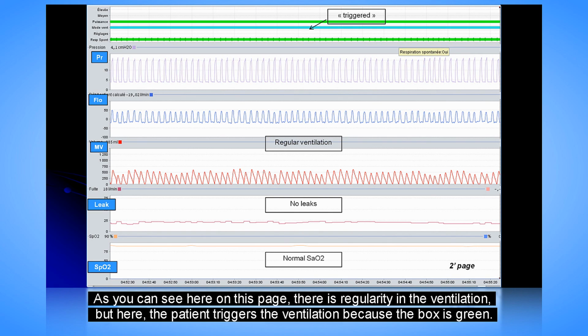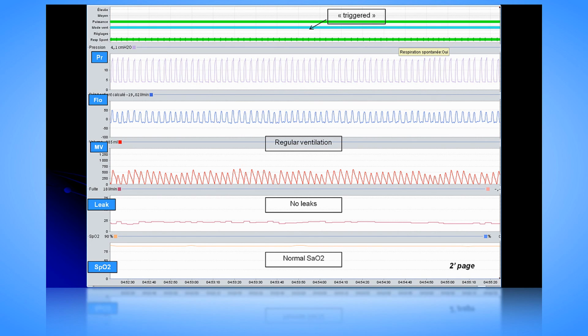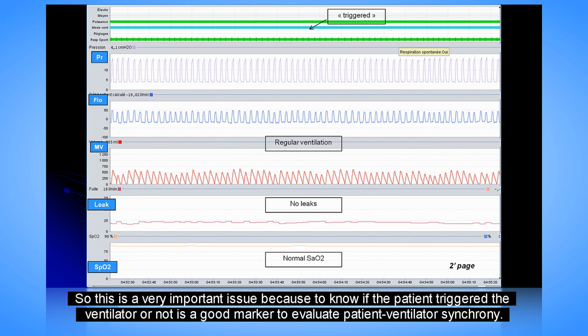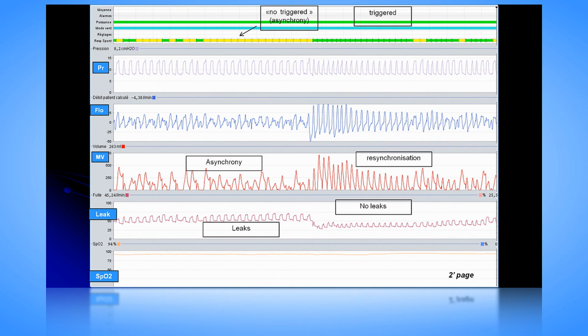As you can see here in this page, there is regularity in the ventilation, and the patient triggered the ventilation because the boxes are green. So this is a very important issue, because knowing whether the patient triggers ventilation or not is a good marker to evaluate patient-ventilator synchrony. This is not the case in this picture.